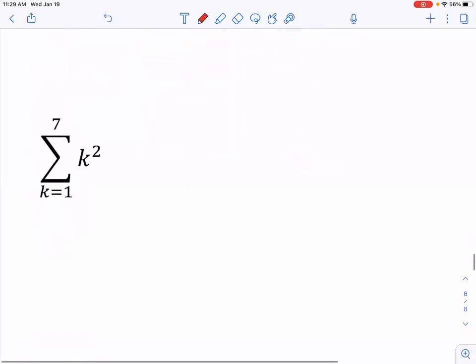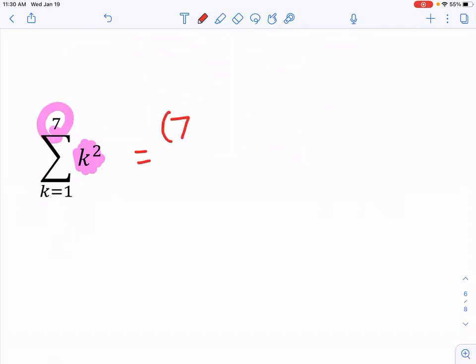All right, next example. Write it down. All right, since this one, we are summing up k squared from 1 to 7, we are going to take n times n plus 1 times 2n plus 1, all over 6. So we have 7 times 8 times 15 over 6.